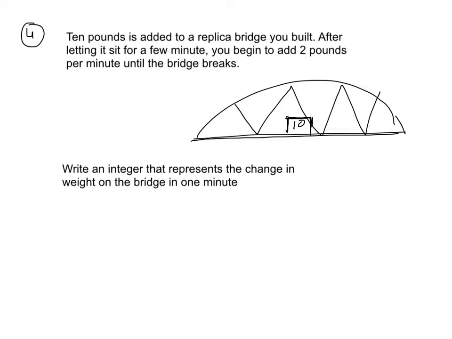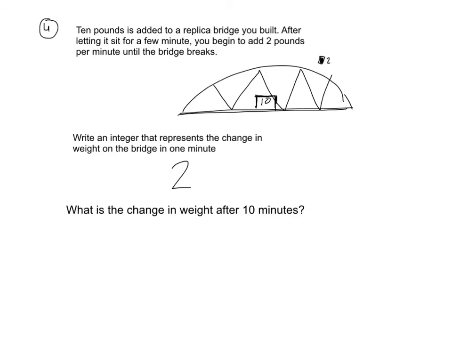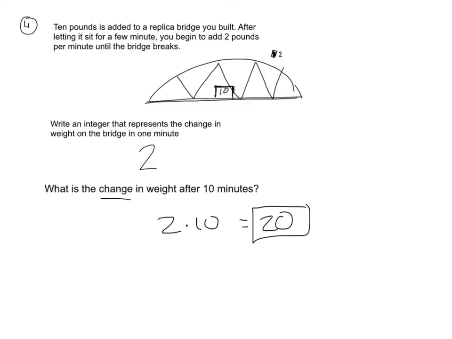Well, you're adding 2 pounds every minute, right? So a minute's gone by, you're going to add a 2-pounder. So it's a positive 2. That's the integer that represents the change in weight. We're adding positive 2. But what if I ask for the change in weight after 10 minutes? Well, the change is how much it increases. We started at 10 pounds, but we're changing it at 2 pounds per minute for 10 minutes. So that'd be like saying 2 times 10, which is 20. So 20 is the change, but how much total weight is on the bridge after 10 minutes? Well, you started with 10, you've added 20, so now you have 30 pounds total on the bridge.